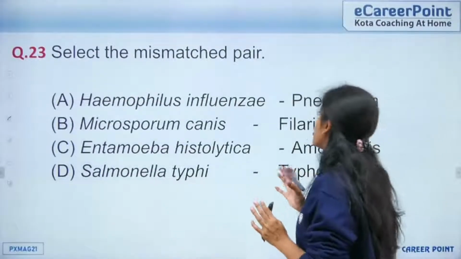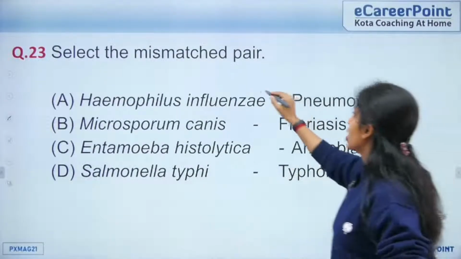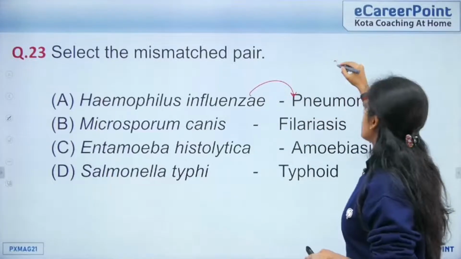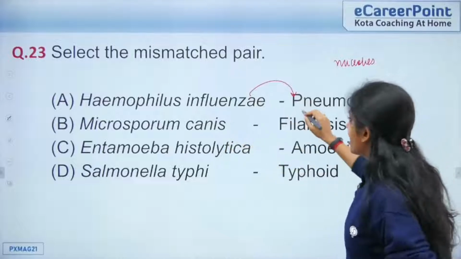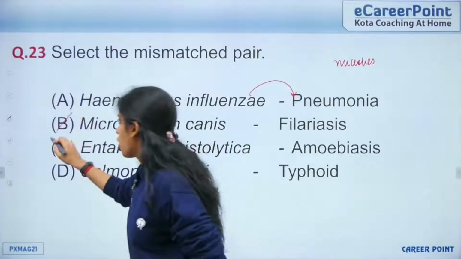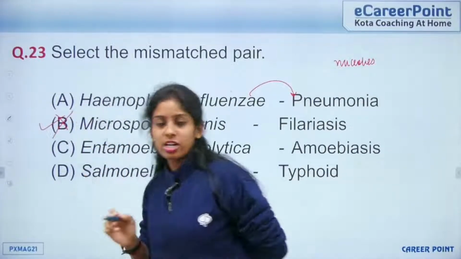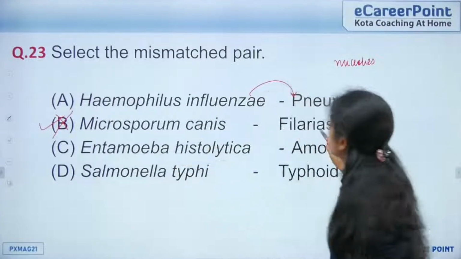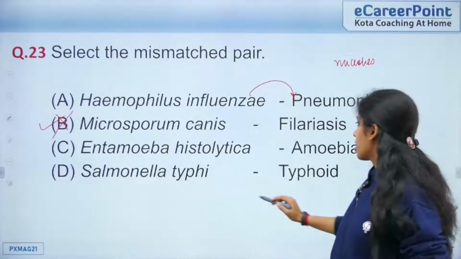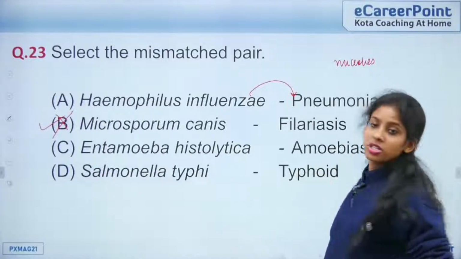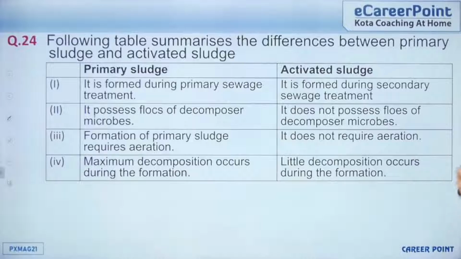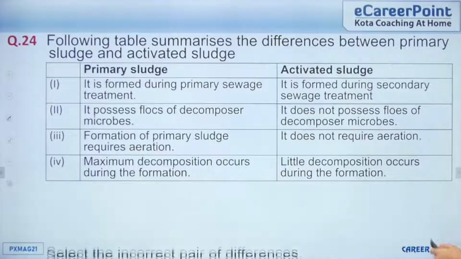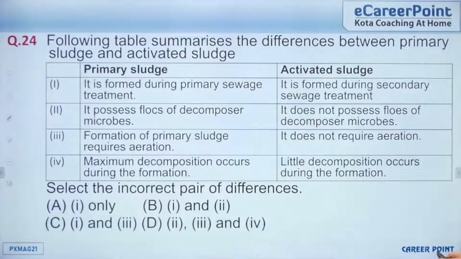Select the mismatched pair. Haemophilus influenzae causes pneumonia. So this comes from microbes in human welfare. Microsporum canis causes filariasis. This is wrong. And this is the correct one then according to the question, because filariasis is caused by which worm? Salmonella typhi, typhoid; Entamoeba histolytica, amoebiasis is also right. So question 24, the following table summarizes the difference between primary sludge and activated sludge. So we have to find the incorrect pair.